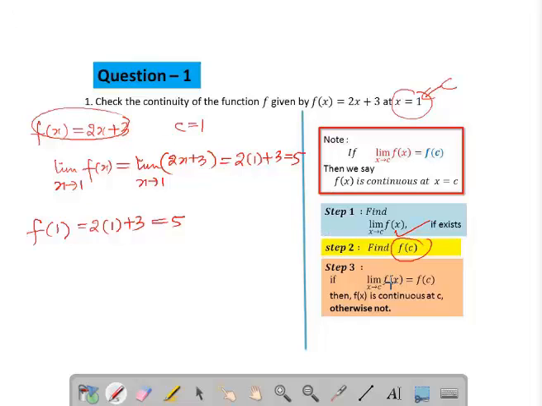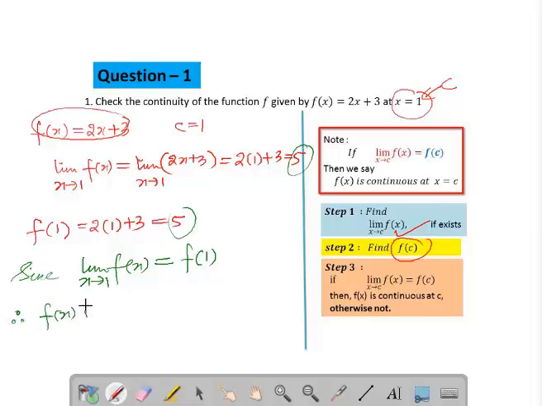Now we're going to see step 3. It says that if the limit equals the value of the function, then the function is continuous at c. So here the limit is 5 and the value of the function at c, at 1, is also equal to 5. Therefore, since the limit of the function when x is approaching 1 is equal to f of 1, we can say that f of x is continuous at x equals 1.